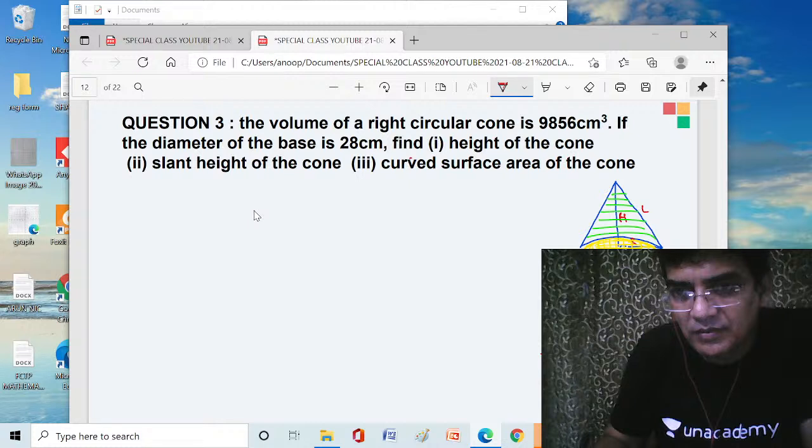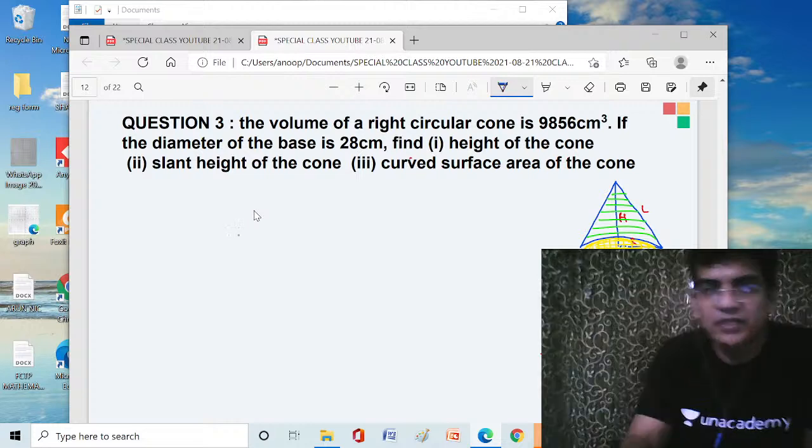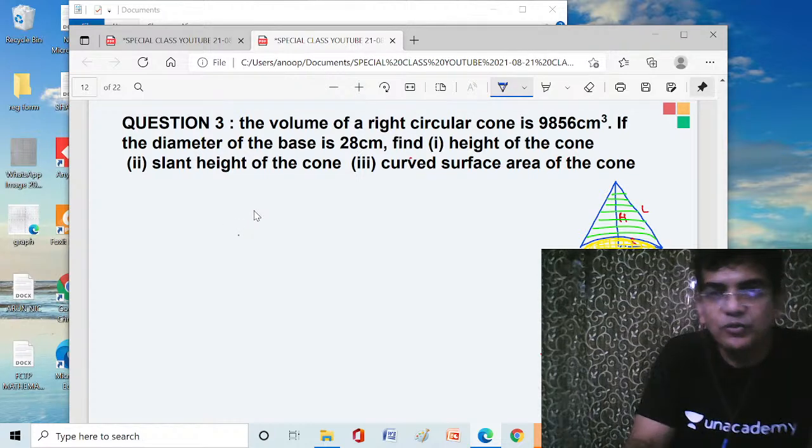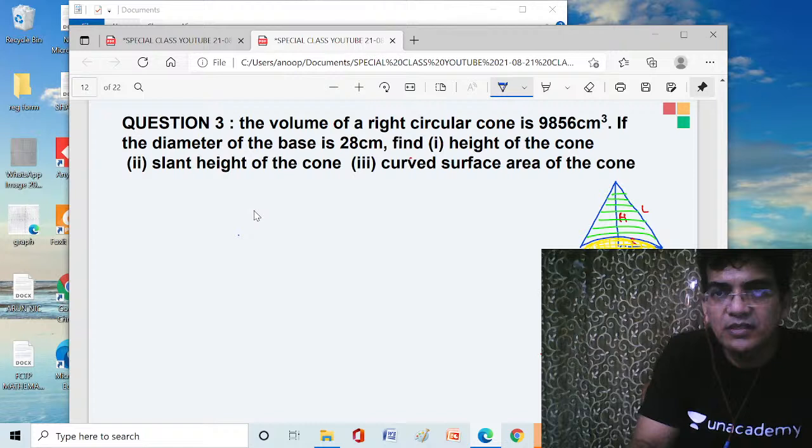Okay, so now let's try this question based on these formulas only. They say the volume of a right circular cone is 9856. As volume is given to us, we are going to use the formula for volume, which is 1 upon 3 pi r square h is equal to 9856. Now let's substitute the values.